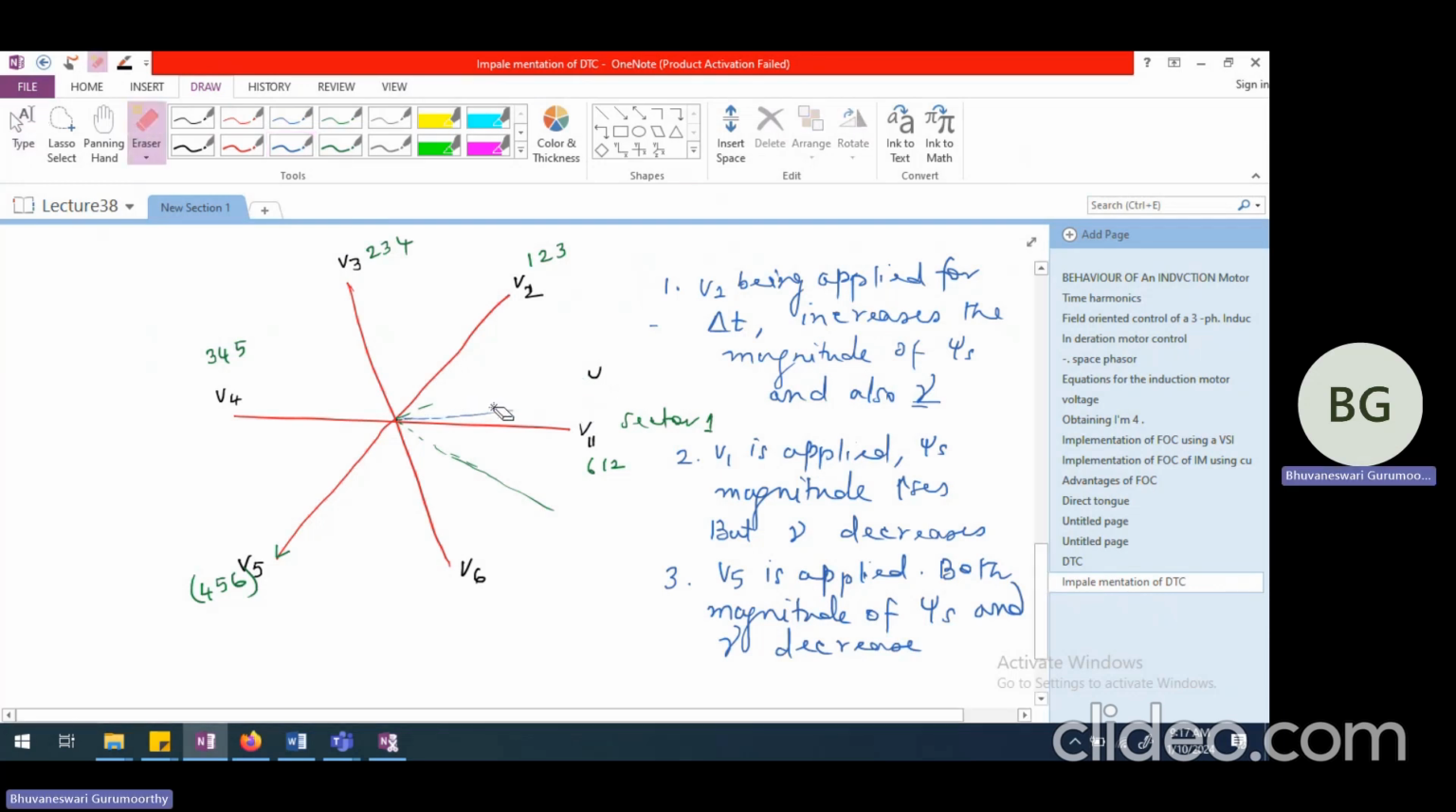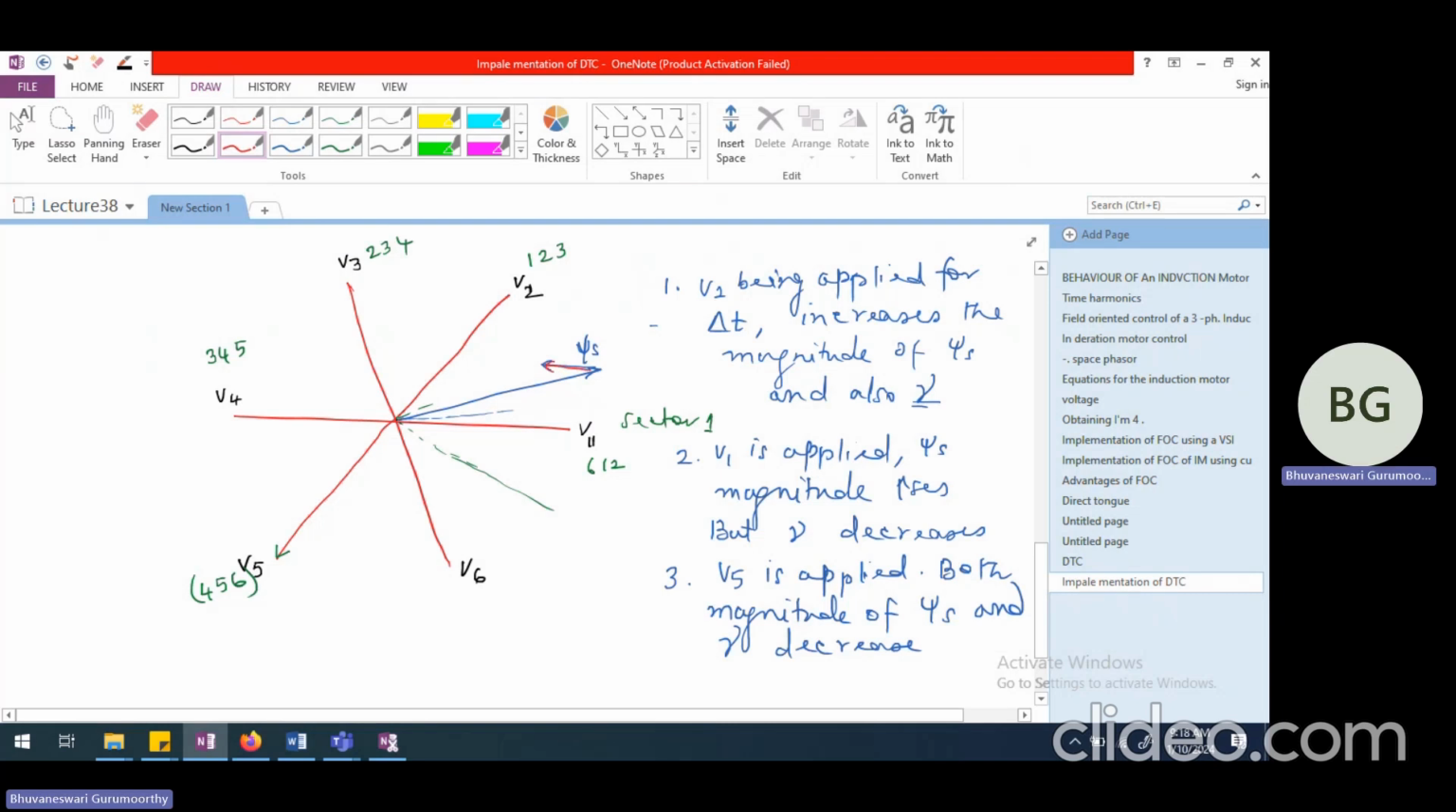Rather than that, if I apply V4, what happens? Let me take a look at that. So let us say this is the original vector position. This is psi s. When I apply V4, V4 is somewhat like this. This is V4.